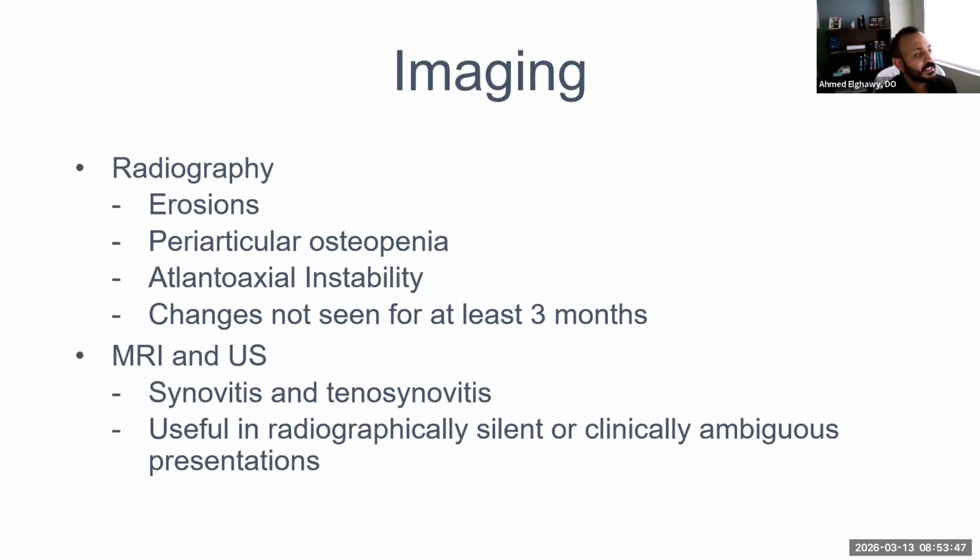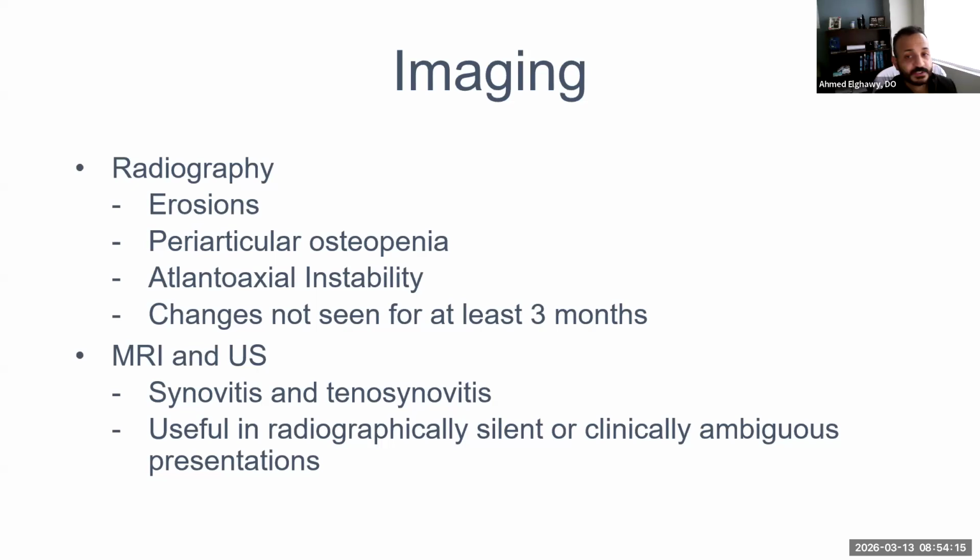So on imaging, what are you going to see? You're going to see marginal erosions. You're going to see periarticular osteopenia, because this is not just a disease that affects the joints, it affects the entirety of the bone. It can cause atlantoaxial instability along C1 and C2, and that's because you can develop a little bit of pannus formation anteriorly to that joint, and that can cause a lot of instability in that area. And then you can develop these erosive changes as soon as 3 months after the initiation of symptoms.